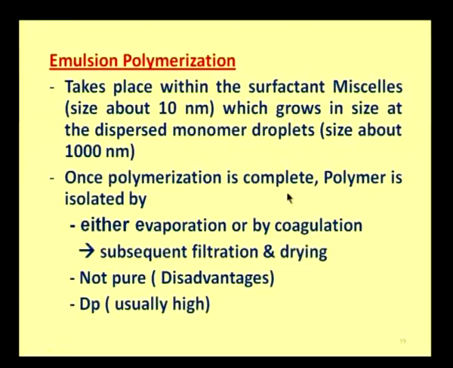Once the polymerization is complete, the polymer will have to be isolated from the emulsifying bath either by evaporation or by coagulation. After the separation, subsequent filtration and drying is also required to obtain your final product. The disadvantage of this method is that the product is not pure, because you have to add the emulsifying agent, your medium, everything comes into the picture, and the degree of polymerization is usually high in such cases.